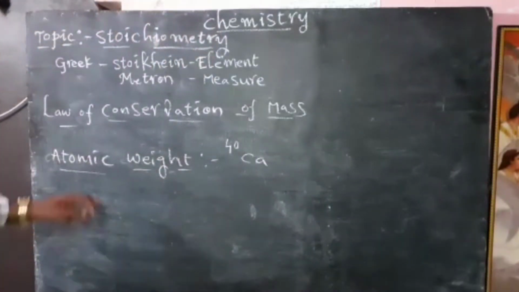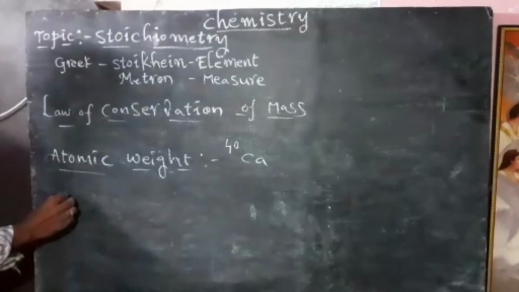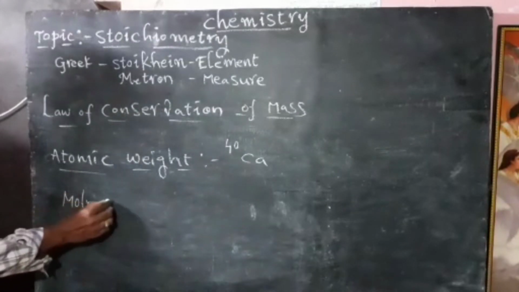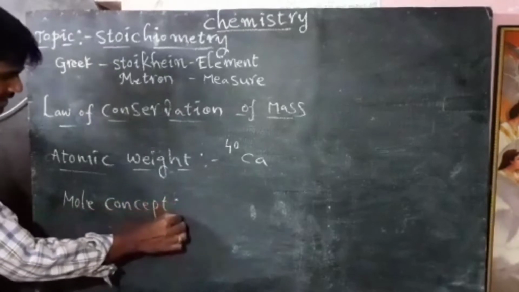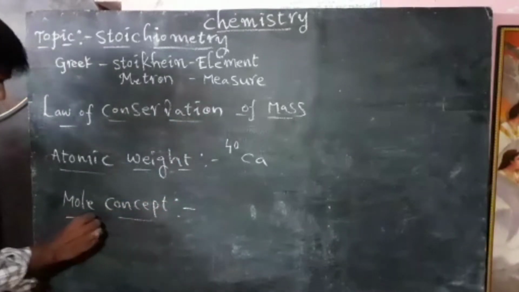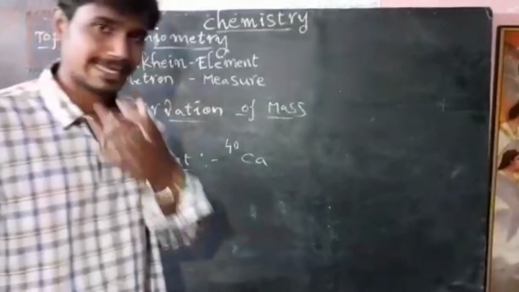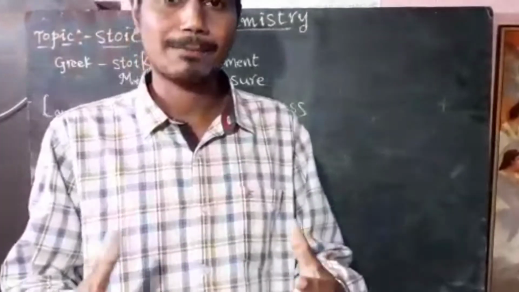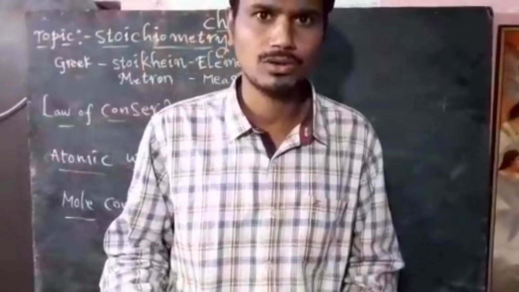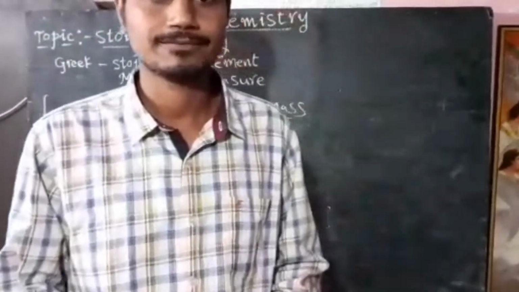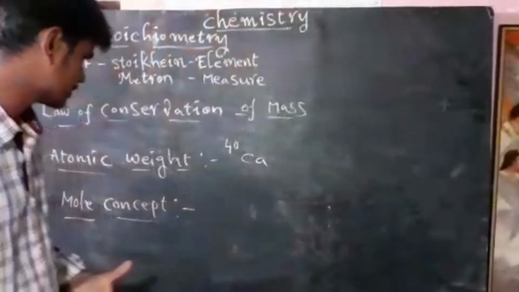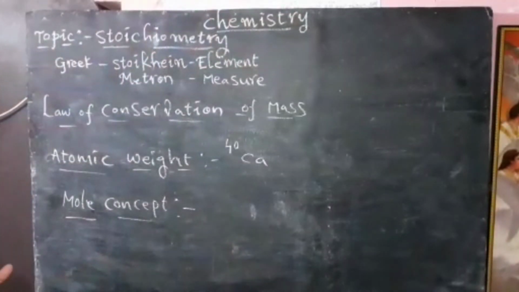Next we are going to discuss the mole concept. We know the atom is the smallest particle in matter which takes part in a chemical reaction. A group of atoms combine to produce a molecule. Molecules can exist freely.